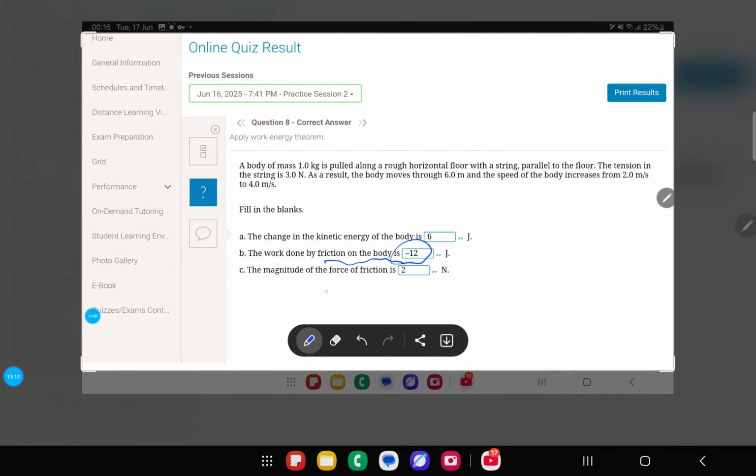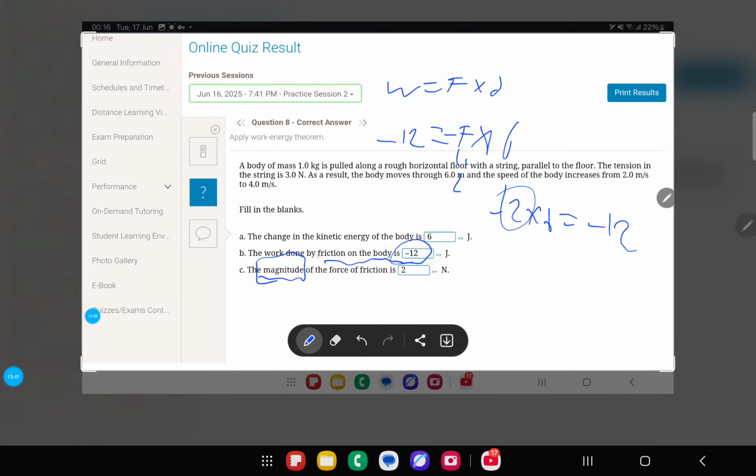Now they're asking you for the magnitude of the force of friction, so the force of friction itself. We can easily do this by work equals force times distance. We have work as negative 12 equals force, what we're trying to find, times distance, which is 6. So it's going to be negative F, because F will be 2. So negative 2 times 6 equals negative 12. That's the force of friction. But be careful, they said magnitude. When they say magnitude, they only want the number, they don't want the sign. So you only put 2, okay? So yeah, you use the work energy theorem and you just solve. Okay, that's it.